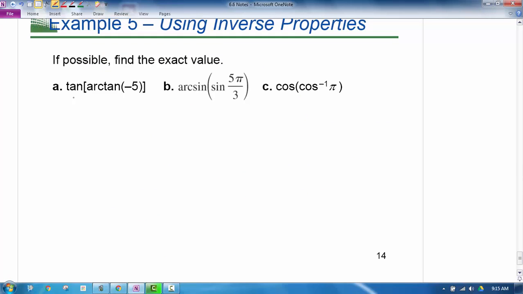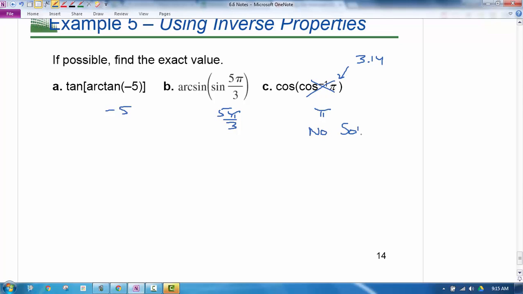And I guess the last thing is tangent and inverse tangent undo each other. So this is going to be -5, and this is going to be 5 pi over 3. And this would be pi, but the problem with this one is the inverse cosine, the domain rather, is from -1 to 1, and that's 3.14. So I can't stick that into the domain of the inverse cosine. So that's going to be an undefined value right there. So there's no solution to this one.